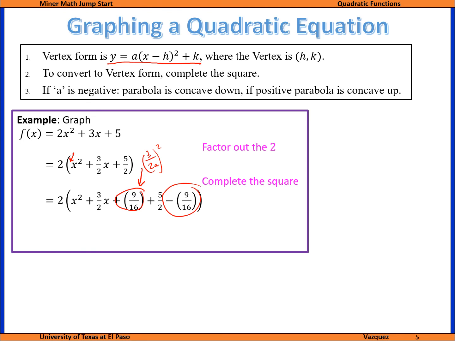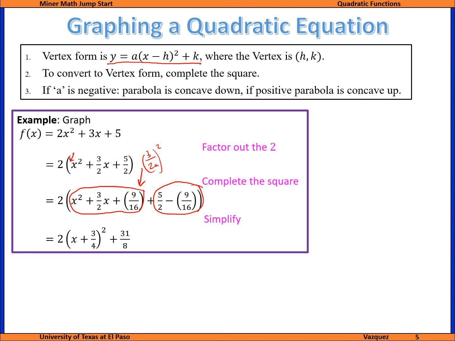But now that we did that, we can complete the square. If you want to try it, you can go ahead and factor this. Go ahead and pause it. You can try it for yourself. That'll become x plus 3 over 4 squared. And then if you simplify this over here, 5 over 2 minus 9 over 16, that'll equal 31 over 8.